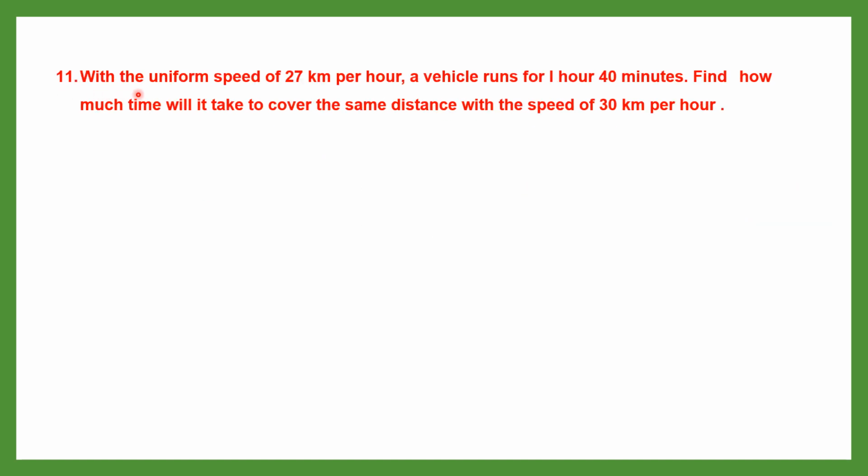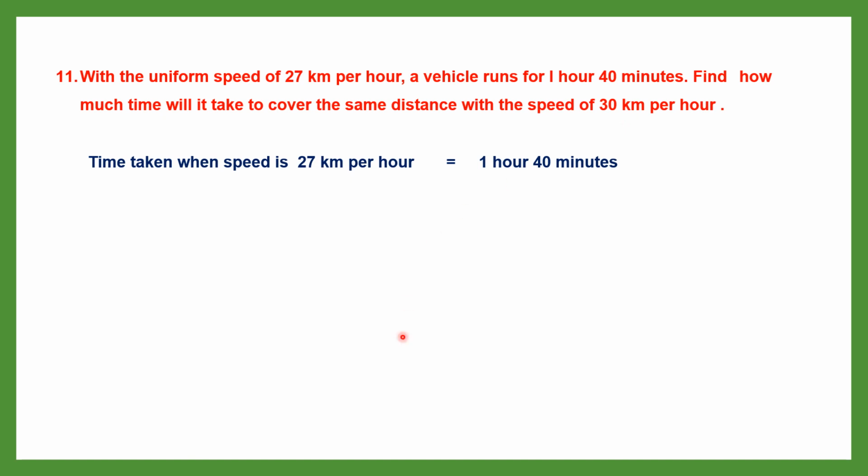Question 11. With the uniform speed of 27 km per hour, a vehicle runs for 1 hour 40 minutes. That means there is a vehicle running, and what is the speed of that vehicle? 27 kilometers per hour. That's a uniform speed. It's running at that same speed, covering a distance. How long did it take? It took 1 hour and 40 minutes. Now we have to find out how much time it will take to cover the same distance with a speed of 30 kilometers per hour.